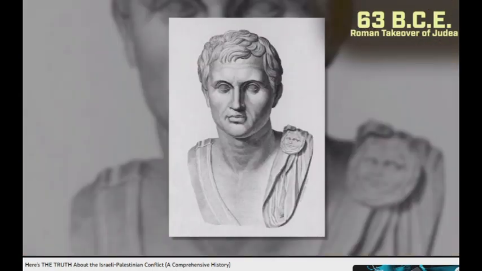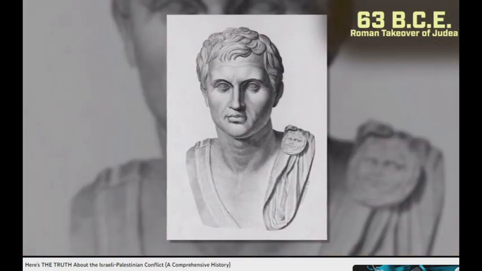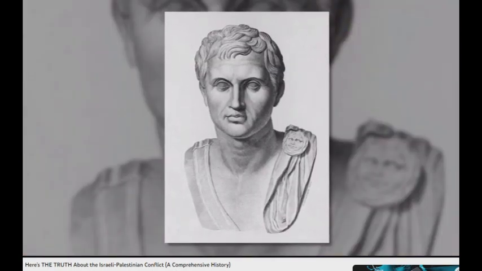In 63 BCE, the Romans take over. So Pompey, at that point not the emperor but just a general, takes over the area, and Judea becomes a vassal state. And Judea remains a vassal state of the Roman Empire, basically through the end of an independent Jewish kingdom. It's called Judea at this point. It is not called Israel.